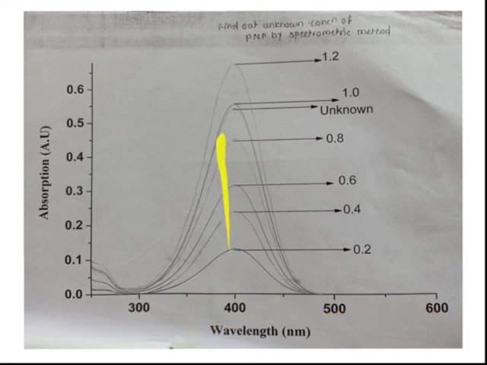Here the lambda max which is observed is 400 nanometer for para-nitrophenol, and these curves are, the first one is for 0.2, 0.4, 0.6, 0.8, 1.0 and 1.2, and this curve is obtained for the unknown solution. From this you can note down the absorbance values, which obviously we will get on the UV visible spectrophotometer. Now we have the absorbance values, we have the lambda max.